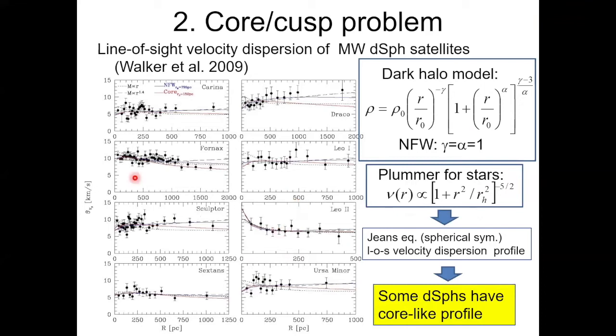Okay, as I said, some dwarf galaxies show a core-like central dark matter profile. And this is based on the analysis of the member stars in each of the satellites. Here it shows the dispersion profile as a function of the distance from the center of each dwarf galaxy. So dispersion is of the level of 10 km per second. And analyzing this line of sight velocity dispersion profile, one can obtain the background dark matter density profile. And as I say, some dwarfs already have a core-like profile.